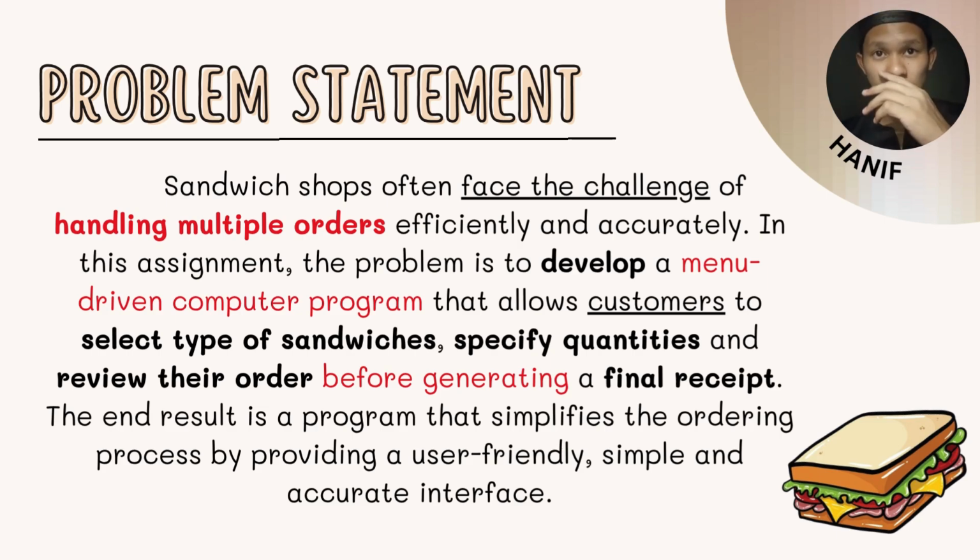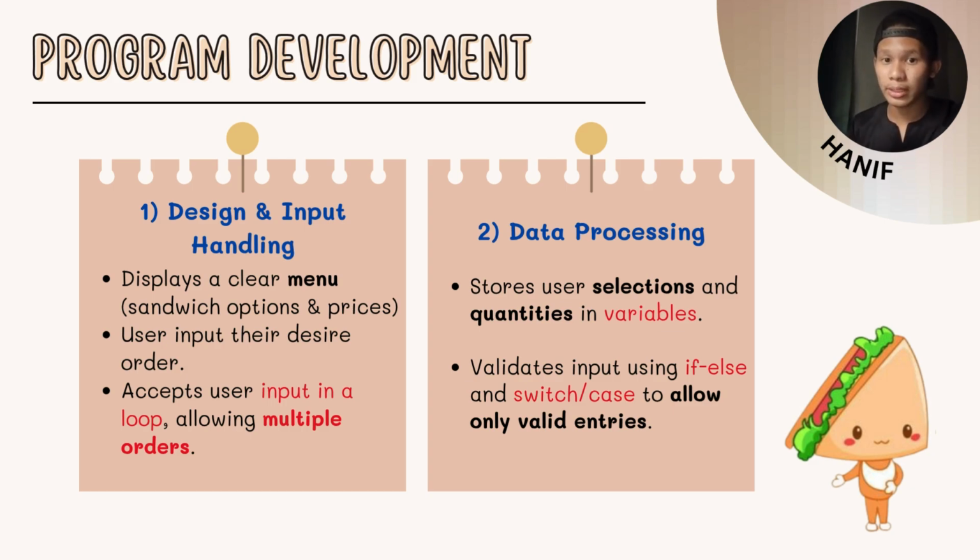Assalamualaikum and hi. So I'm here to talk about the problem statement in our group project. So basically, sandwich shops often face the challenge of handling multiple orders efficiently and accurately. In this assignment, the problem is to develop a menu-driven computer program that allows customers to select the type of sandwiches, specify quantities, and review the order before generating a final receipt. So the end result is a program that simplifies the ordering process by providing a user-friendly, simple, and accurate interface.